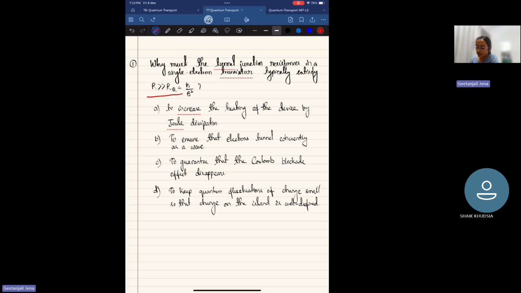Option A, to increase the heating of device by Joule dissipation. Option B, to ensure that electron tunnel coherently as a wave. Option C, to guarantee that the Coulomb blockade effect disappear. Option D, to keep quantum fluctuation of charge small so that charge on the island is well defined. Which one of these options is correct? You think it is option B?